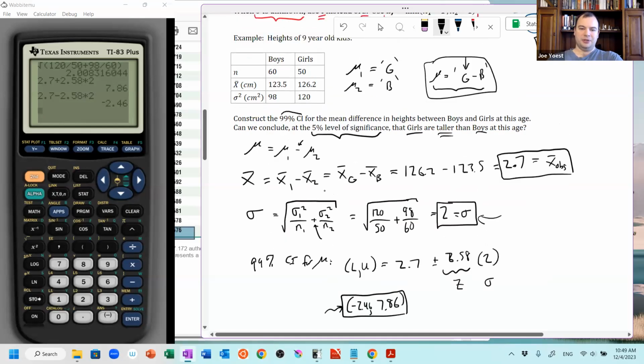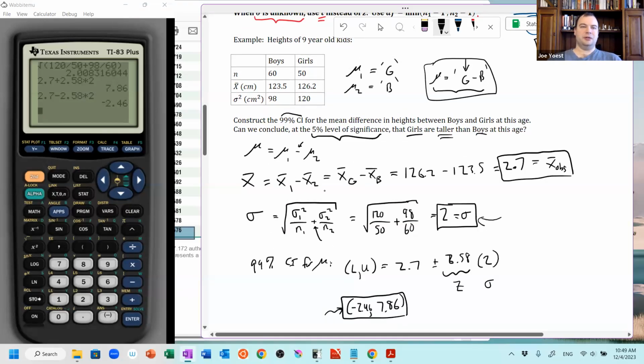Or in other words, I'm 99% confident that this interval from negative 2.4 to positive 7.9 covers the true mean mu. Now, something that I note is that 0, mu for girls equals mu for boys, that they really have the same population mean, is within this interval. 0 is between negative 2 and positive 7. So according to this confidence interval at the 99% level of confidence, it seems plausible that the true mean for the boys and the girls could be the same.